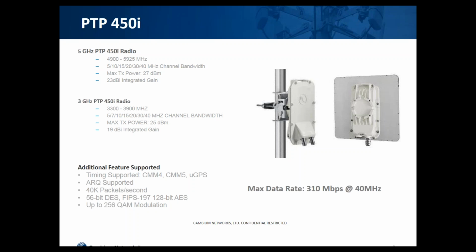The PTP 450i comes in different encryption settings that we want. You can have the 56-bit AES key as well as the 128-bit DES key or the 128-bit AES key. The modulation depends, and it can go up to 256 QAM. The headline throughput for the PTP 450i is 310 Mbps at a 40 meg channel. This is with the 5 millisecond frame size rather than the 2.5, which is sometimes used. The difference between the two depends on the application, whether you want high throughput or low latency either way.